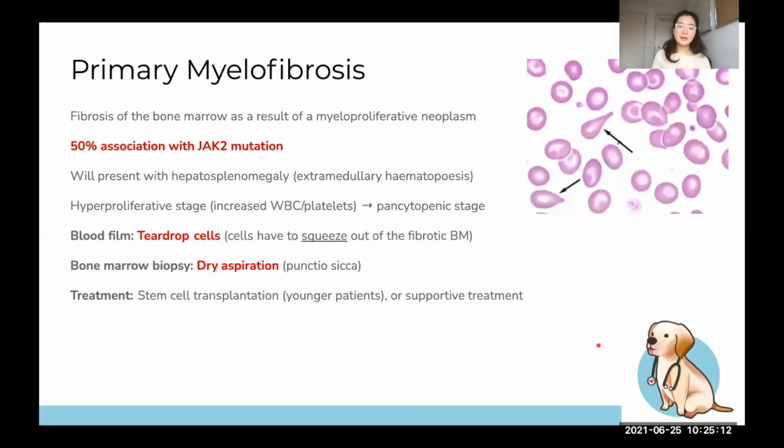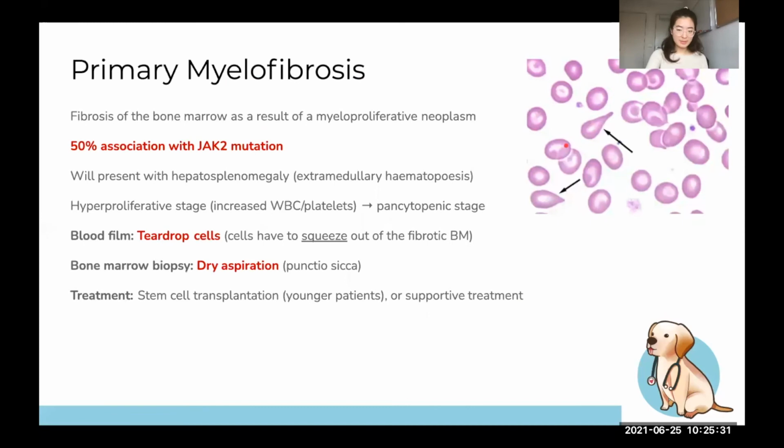Third, primary myelofibrosis. So this is also associated with JAK2 mutations. And pretty much what happens in here is myelofibrosis. So it's fibrosis of your bone marrow. And what you typically will see is teardrop cells. So this is very characteristic for primary myelofibrosis.